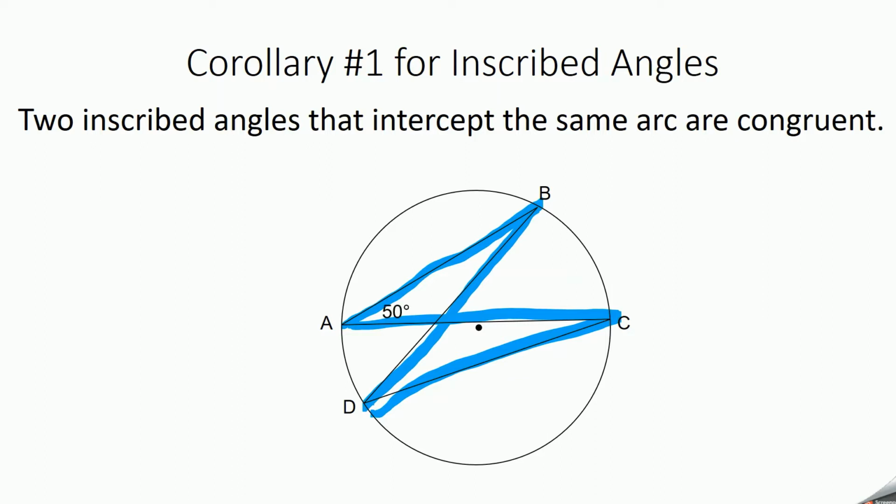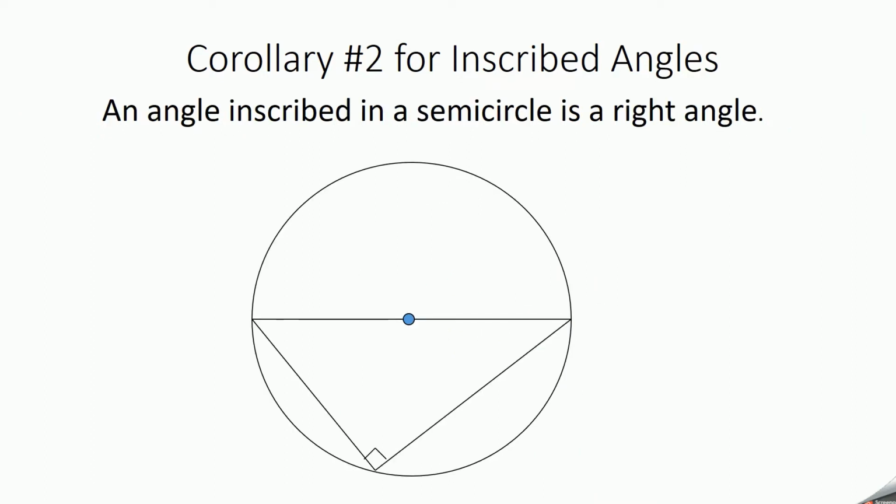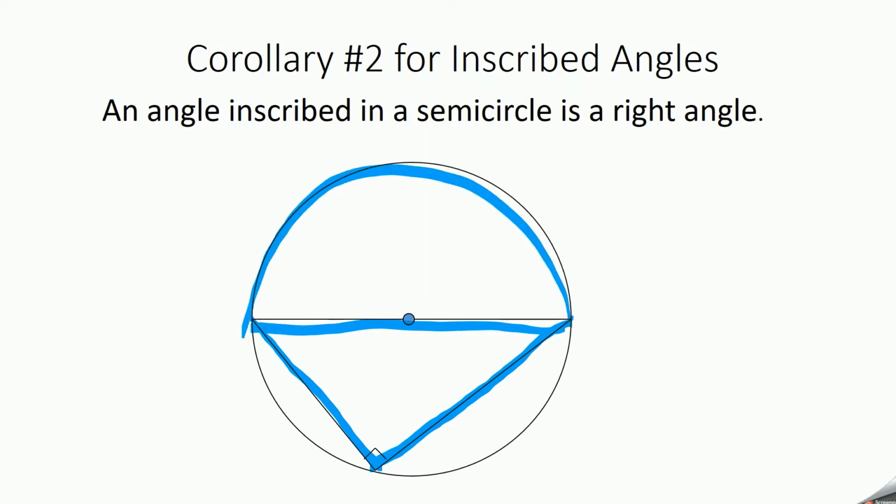If you look at an example, if angle A was 50 degrees, the arc is double the size, which would make it 100. If the arc is 100, the angle is half the size, which would make angle D 50. If angle A is 50 degrees and angle D is 50 degrees, both of those angles are congruent because they created the same arc. Corollary number 2 says that an angle inscribed into a semicircle is a right angle. If you look at the two chords, those two chords create a diameter, a diameter is 180 degrees, and half of 180 degrees would be 90 degrees.